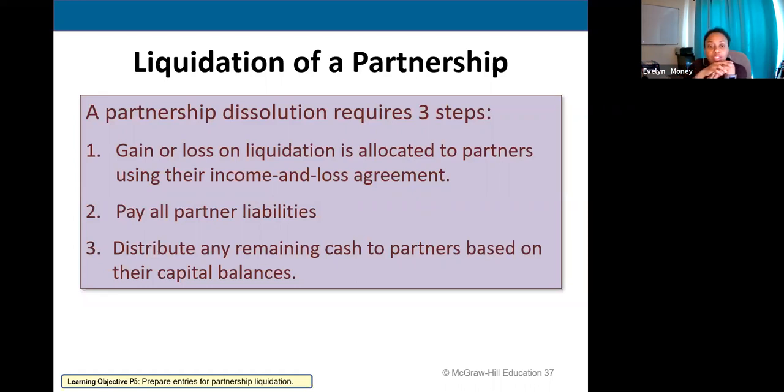So when a partnership ends, we take 3 steps. The first step is to deal with any gains or losses on liquidation, and that's selling off everything, converting everything to cash. We allocate those gains and losses based on the partnership agreement. We pay off all debts, and then whatever's left over goes to the partners. Because at that point, the only thing that should be left on the balance sheet is cash and equity.